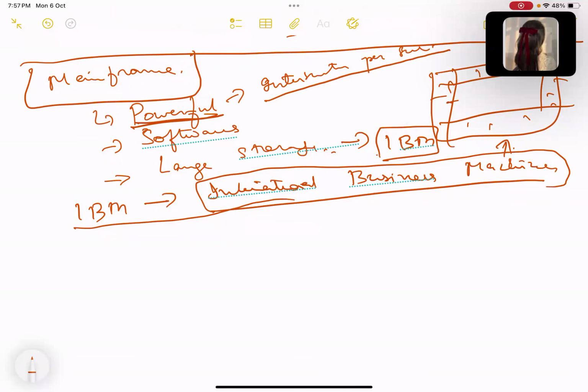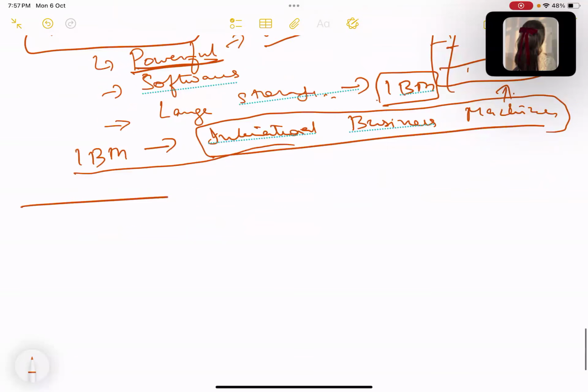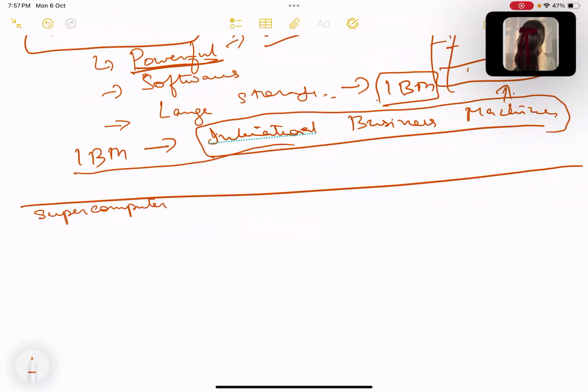Now let's come to a modern computer known as the supercomputer. A supercomputer is like a normal computer only, okay? In the sense that it operates like a normal computer system, just that it is very fast. It is faster than the mainframe also, and it is also very expensive.